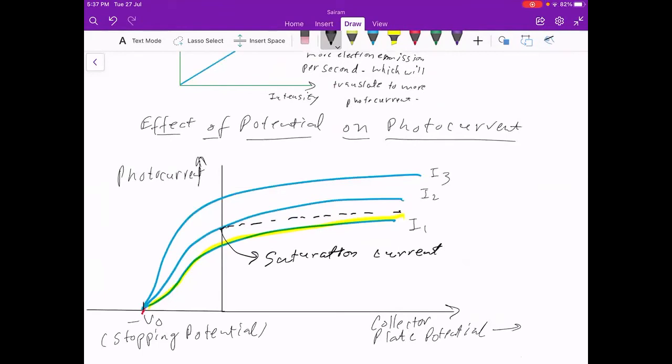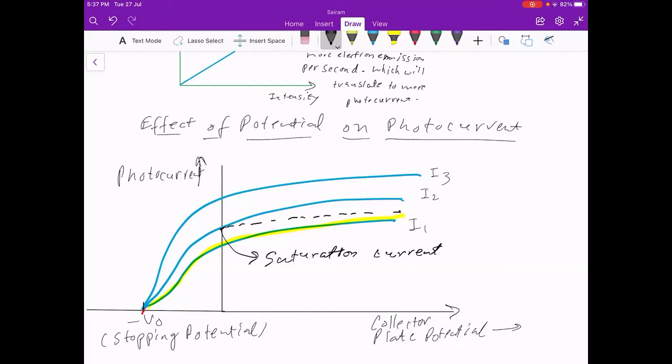Also, if you increase the intensity, for example, I3 is greater than I2 is greater than I1, so as you keep on increasing the intensity, the photocurrent keeps on increasing also. Because as I told you, intensity is about the number of photons falling on a particular surface. If the photon number is large, then the electron number will also be large. So if you increase the number of photons by increasing the intensity of the light source, you're going to have a larger current throughout.